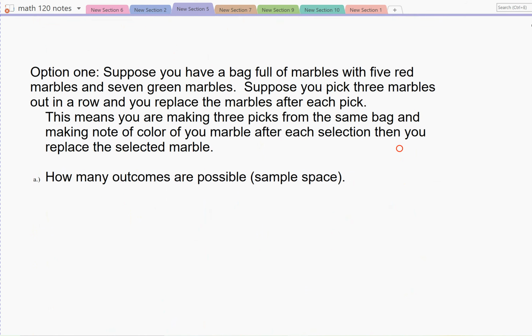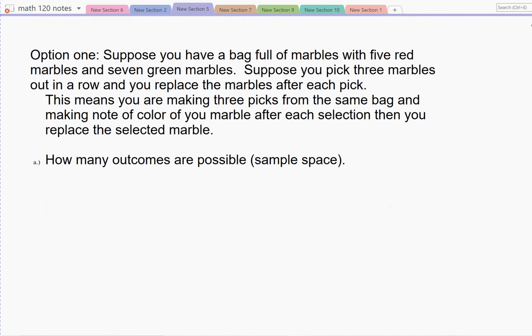Alright, so the first option we have, suppose I have a bag full of marbles. The bag of marbles has 5 red and 7 green, so there are 12 total marbles. Suppose you pick 3 marbles at a time, in a row. So I've got my first pick and my second pick and my third pick. So it's and. I pick 3 in a row.